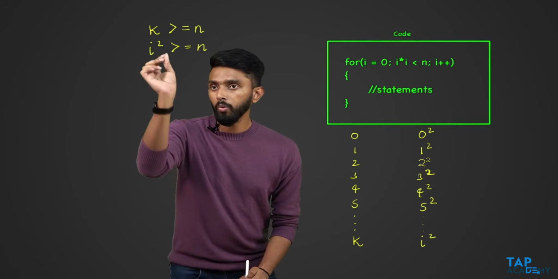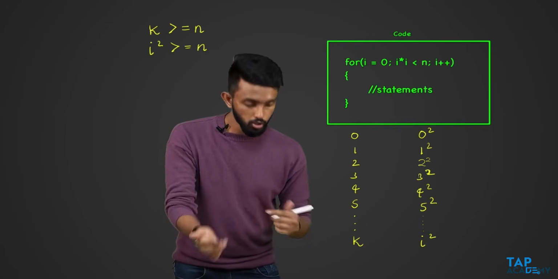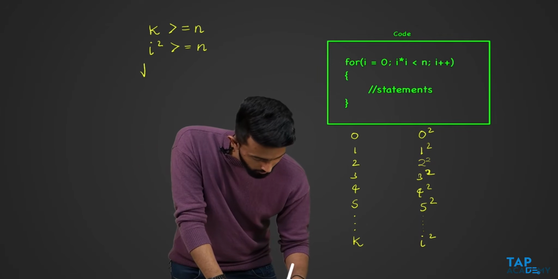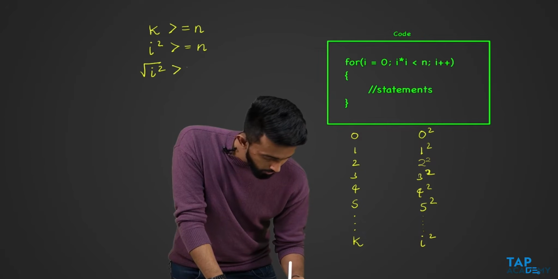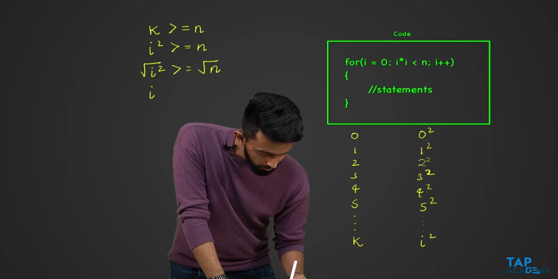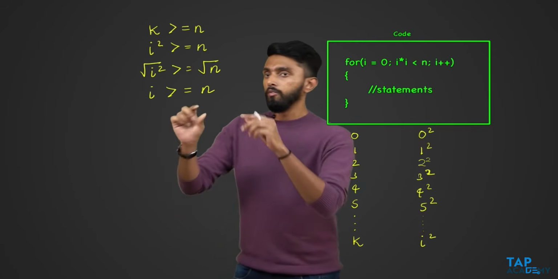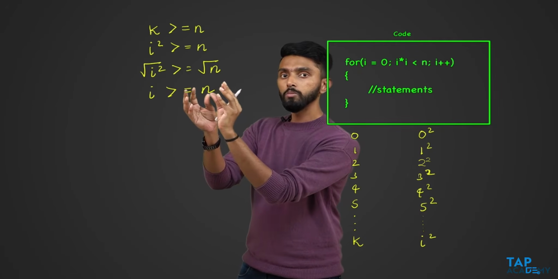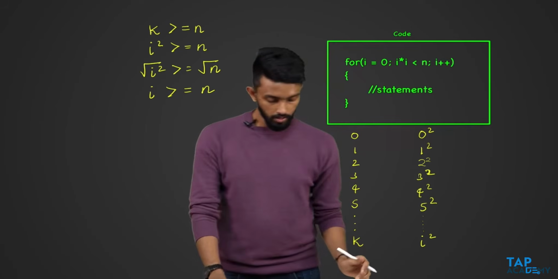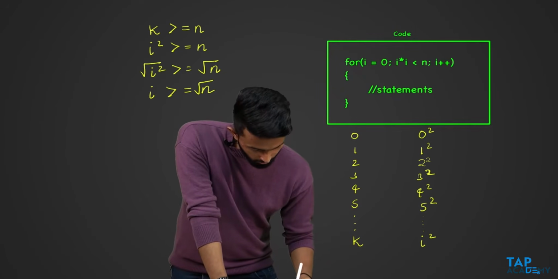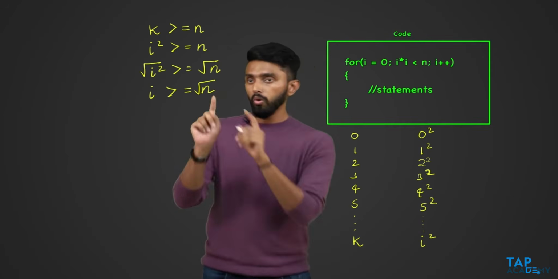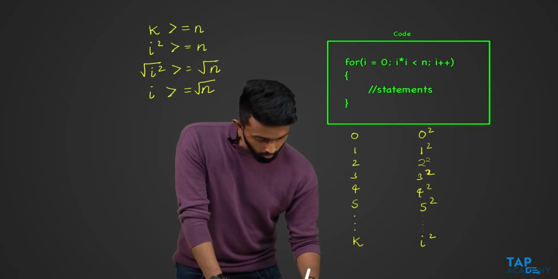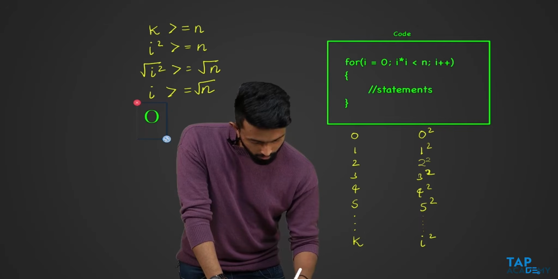Now, don't you think whenever you want to remove the square, what do you do? Apply square root on both sides. So I can tell square root of i square is greater than or equal to square root of n, which means this will become i greater than or equal to root n. Based on what will you represent the complexity? Always in terms of the input size, right? And this is root n. So what is the time complexity here? Big O of root n, which is what I am also just showing.